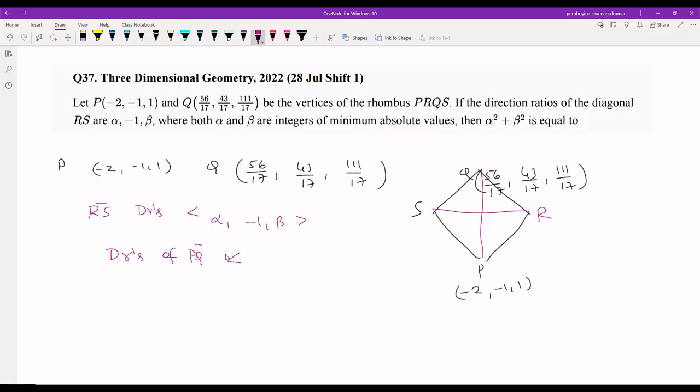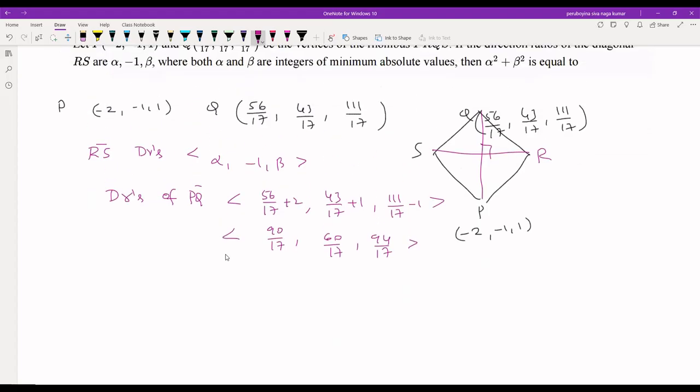So it will be 56 by 17 plus 2, 43 by 17 plus 1, 111 by 17 minus 1. And these values are 90 by 17, next 60 by 17, and next 94 out of 17. Now these are perpendicular to each other. Clearly it shows diagonals are perpendicular.